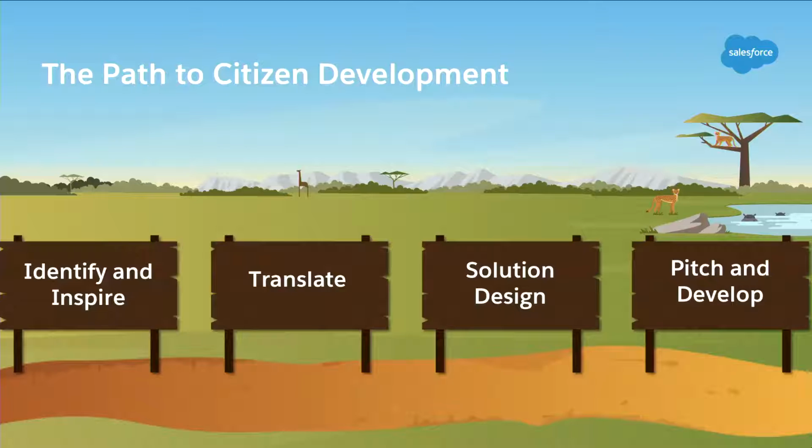So the path to citizen development is 4 steps, and the first step is helping employees identify and inspire them to come up with their own app ideas. And the second step is helping them translate those app ideas into Salesforce language. The third step is designing their own prototypes and solutions. And then the fourth step is helping them pitch and prototype their presentations for you in a business case for you to decide.